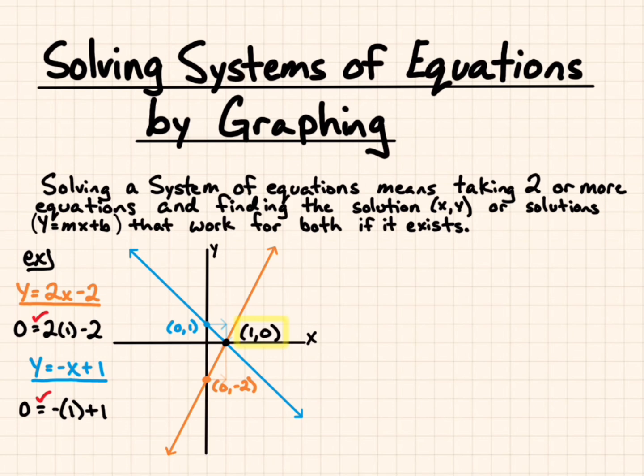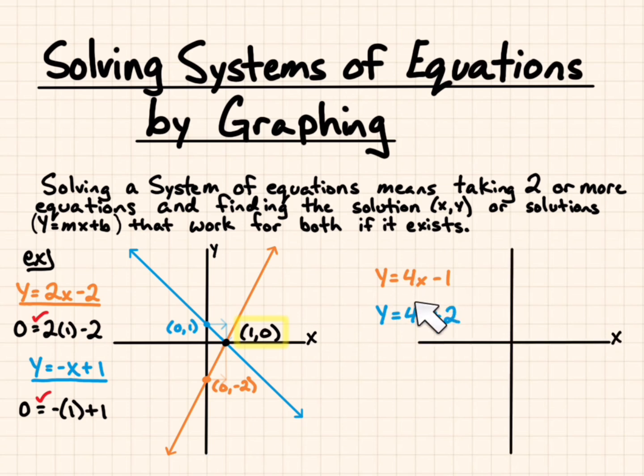Our next example, y equals 4x minus 1 and y equals 4x plus 2. We'll graph our first equation, start at our y-intercept at negative 1. And our slope is 4 over 1, so every 1 I go positive in the x, I go up 4 in the y. And I graph that line. Our next one starts at 0, 2. And every 1 I go positive in the x, I go up 4 in the y.